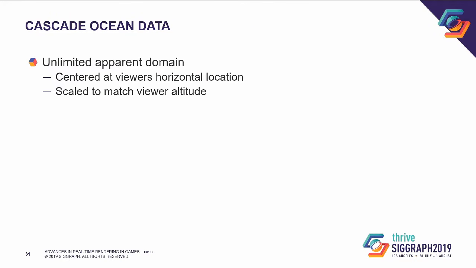So to conclude this section, the result of this system is unlimited apparent detail. The domain moves and scales with the viewpoint, and the effect is convincing. We get great efficiencies from taking advantage of perspective projection. We only represent and process data at appropriate resolutions for the current viewpoint.